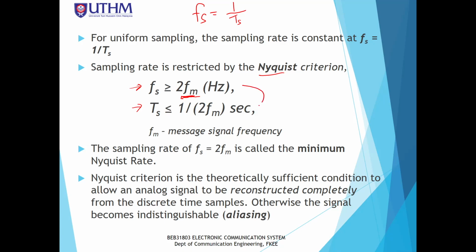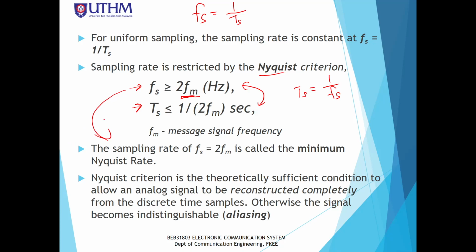So this is actually mathematical. If you convert from here, because TS is equal to 1 over Fs, if you want to find the TS, that means TS is equal to or less than 1 over 2 FM seconds. So this is the sampling time. FM is the message signal frequency or modulating signal frequency.